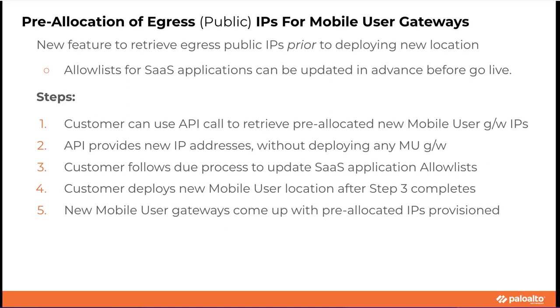These IP addresses and subnets are valid for 90 days once you retrieve them and pre-allocate them. And if you don't use them within a 90-day period of time, they will expire.